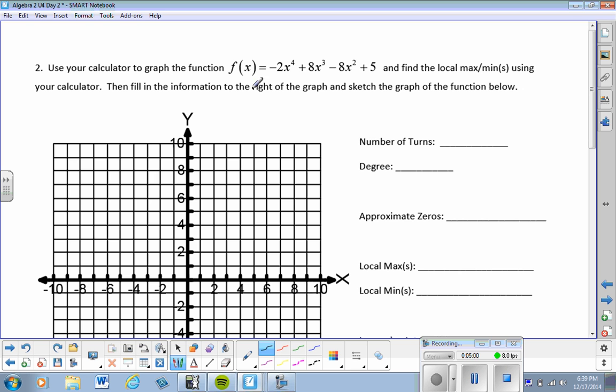Now we're going to use our calculator to graph the function negative 2x to the fourth plus 8x cubed minus 8x squared plus 5. And we're going to find the local max and minimums using our calculator. Then we'll fill in the information to the right and sketch the graph.